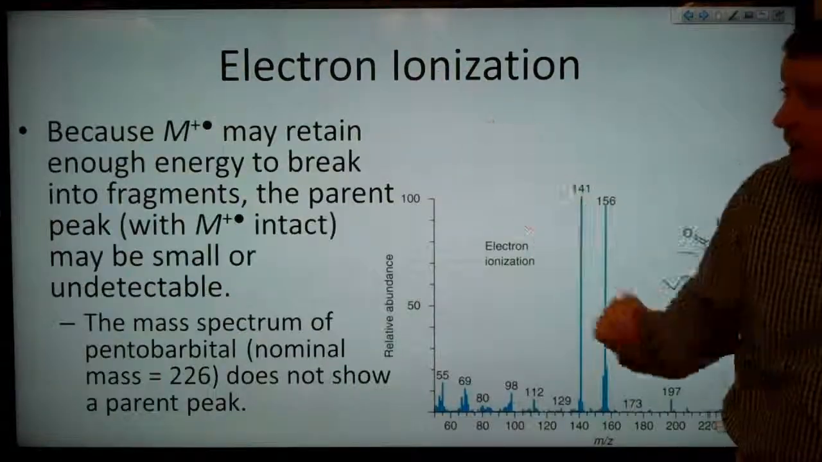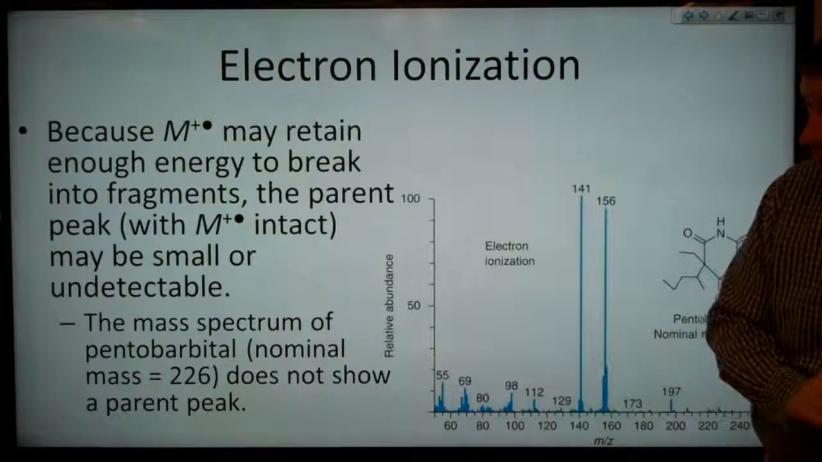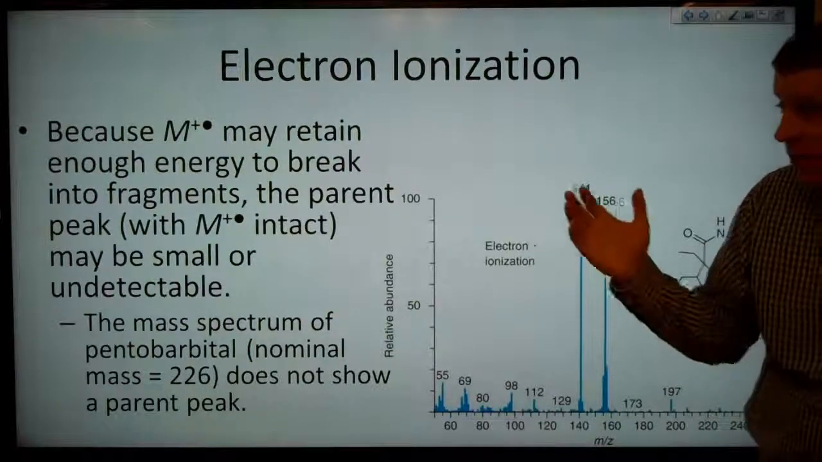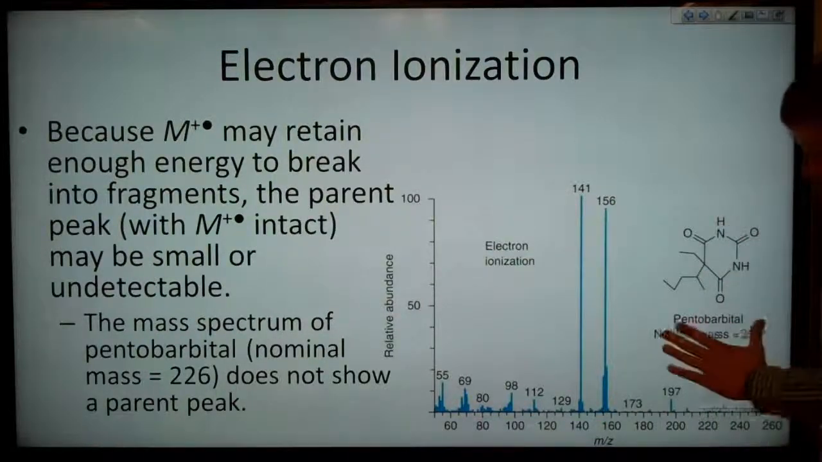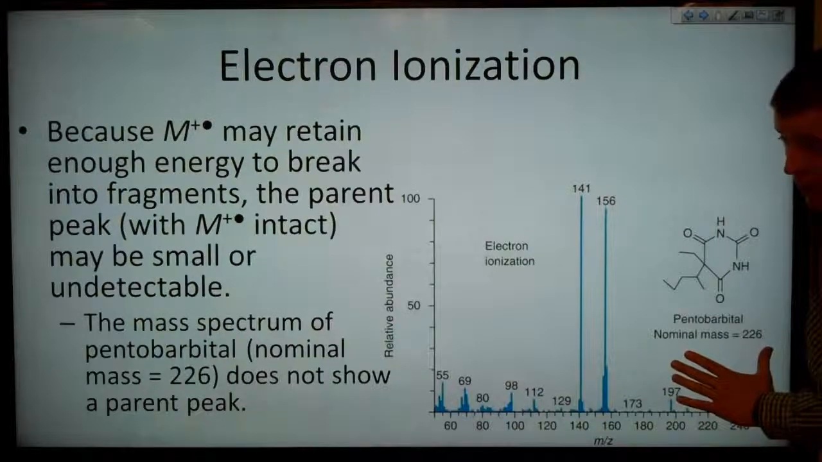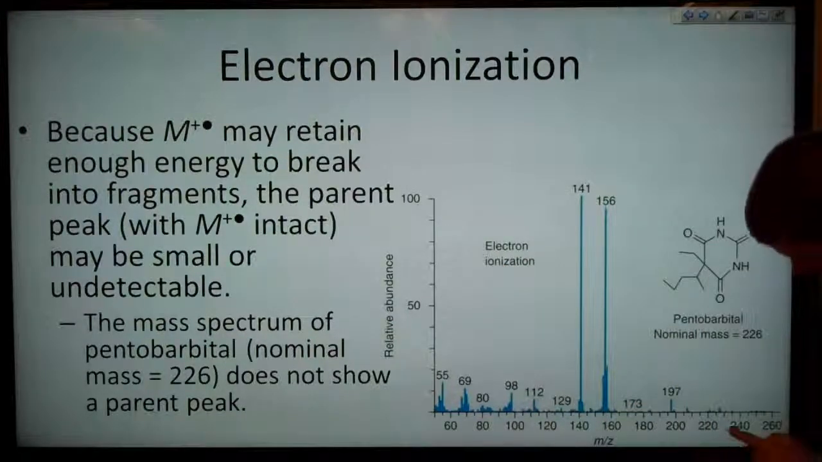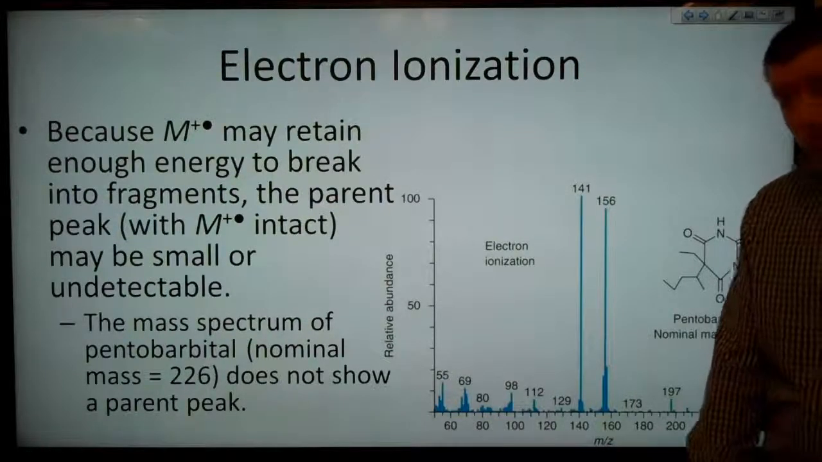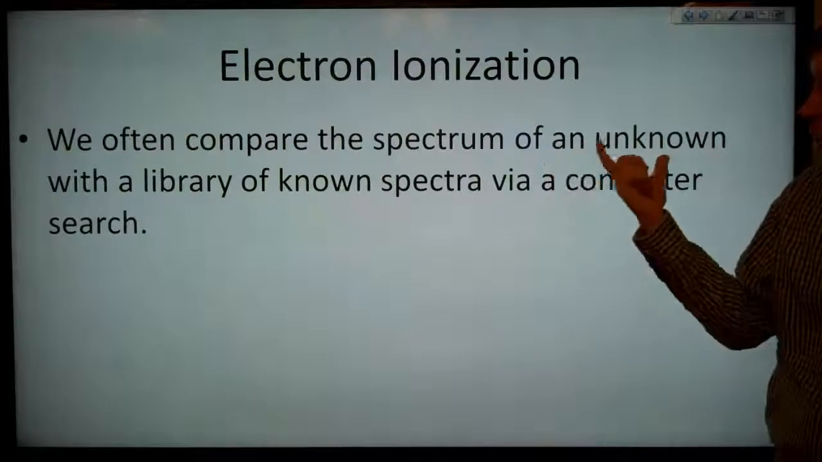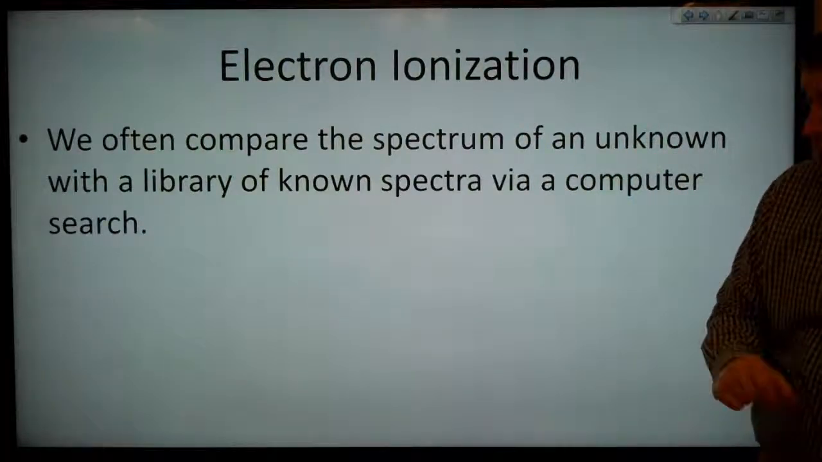Now, because the molecular ion may retain enough energy to break into fragments, the parent peak, with our molecular ion intact, may be small or undetectable. For example, in the mass spectrum of pentobarbital, you can see the pentobarbital structure over here. Pentobarbital has a nominal mass of 226, which would show up around there, and it doesn't show up. So we often compare the spectrum of an unknown with a library of known spectra via a computer search.